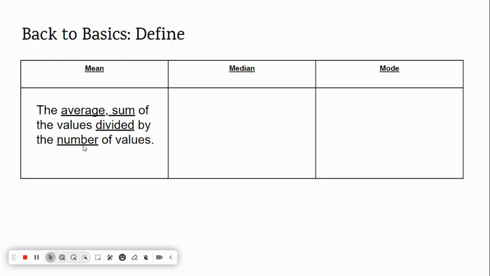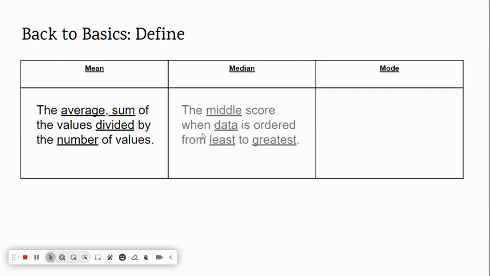The average or sum of the values divided by the number of values is our mean. The middle score when data is ordered from least to greatest is our median. And the value listed the most frequently is the mode. So what we're going to do in today's lesson is just practice working with mean, median, and mode.